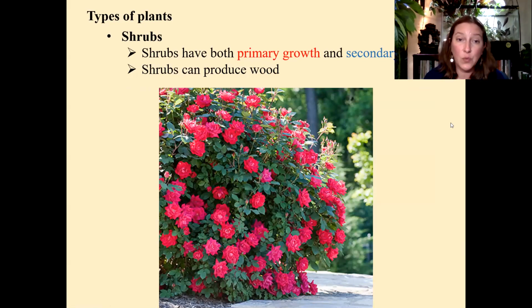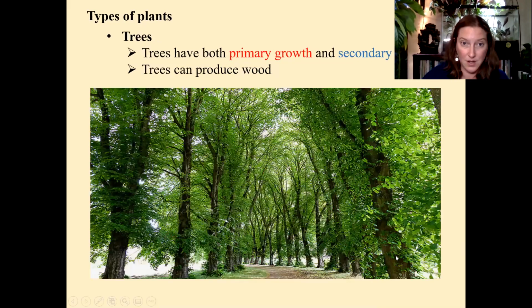So for example, here we see a rose bush, right? Maybe bush is something you're more comfortable with. If you say that something is a bush, chances are it's a shrub. If you have a forsythia bush in your yard or a rose bush, those are shrubs. Those can do primary and secondary growth, and they can produce wood. And then lastly, trees also have primary and secondary growth, and trees can also produce wood.